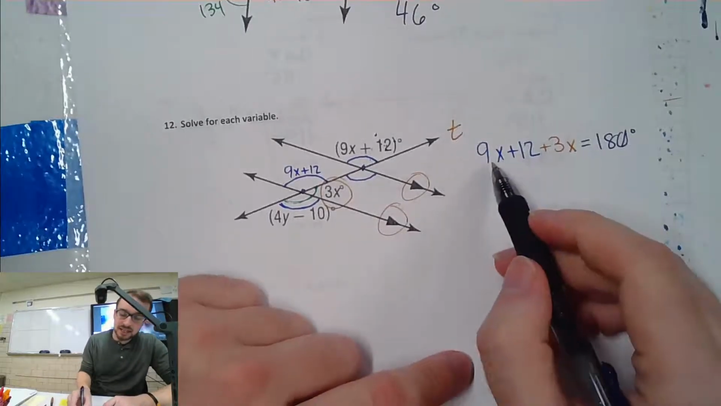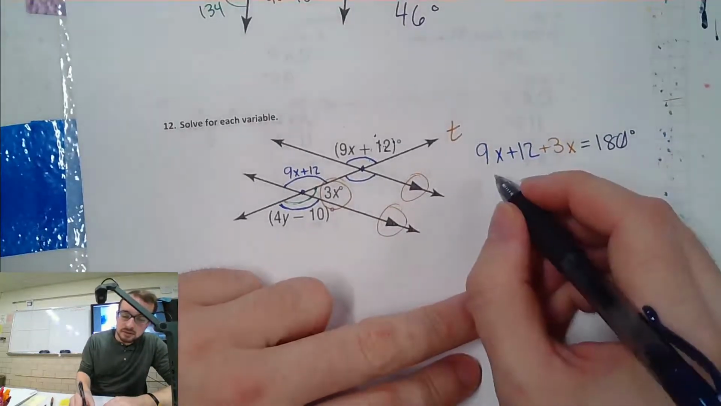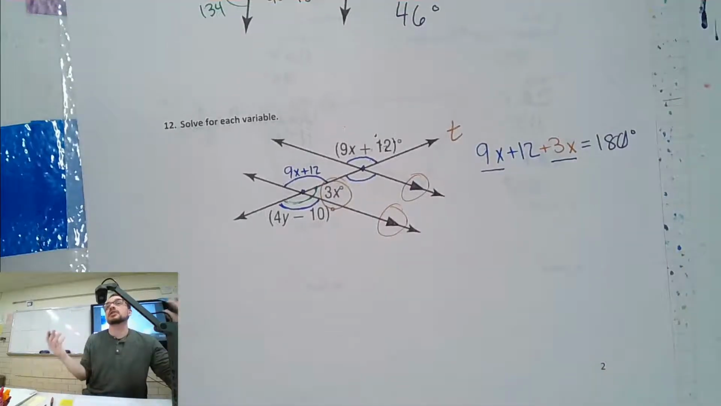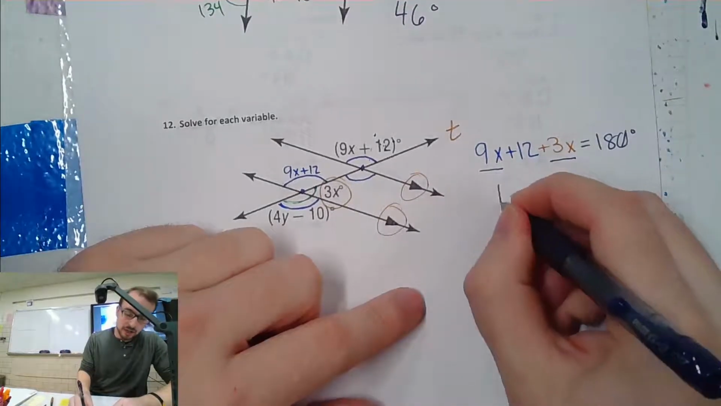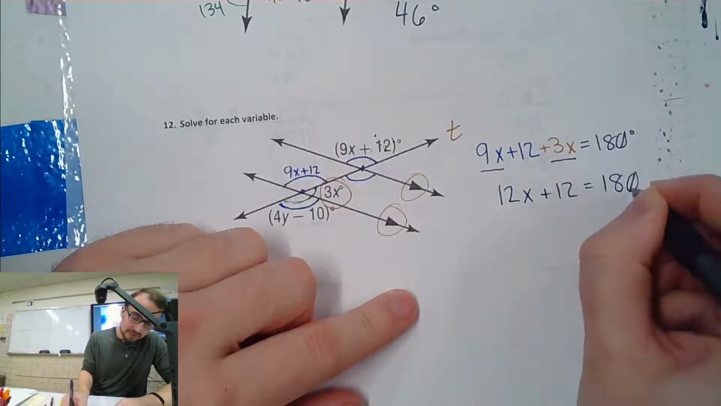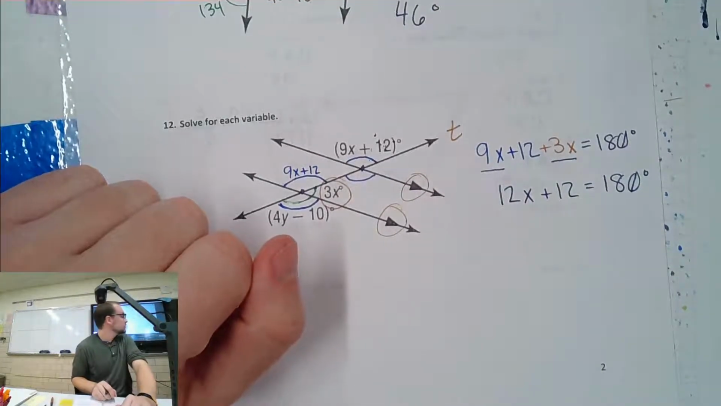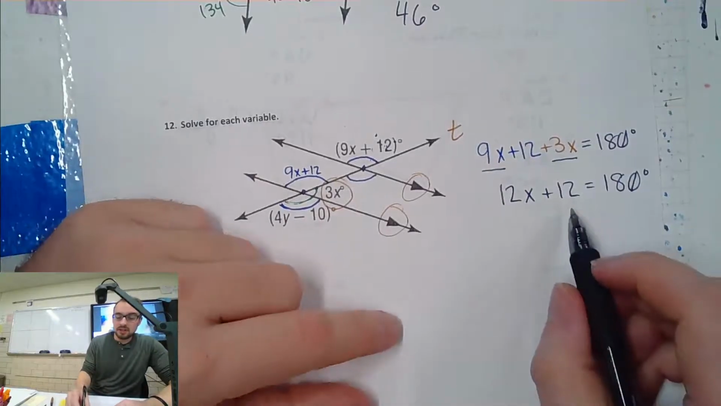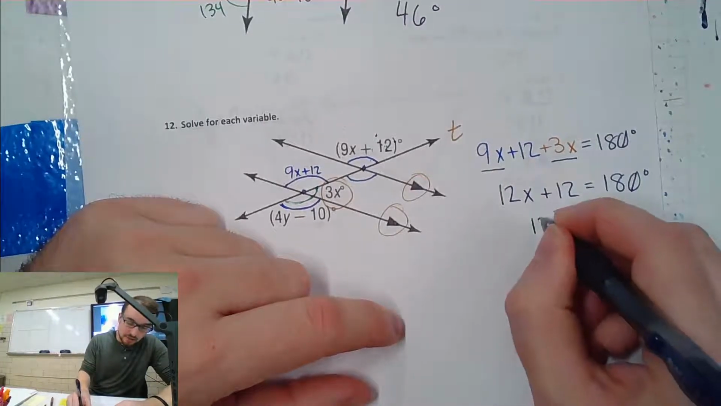What's 9 and 3 together? I'm going to get these two x's together. They're already on the same side, so I just smash them together. We get 12x, right? 12 stays. 180's there. I'm going to subtract 12 from both sides, right?